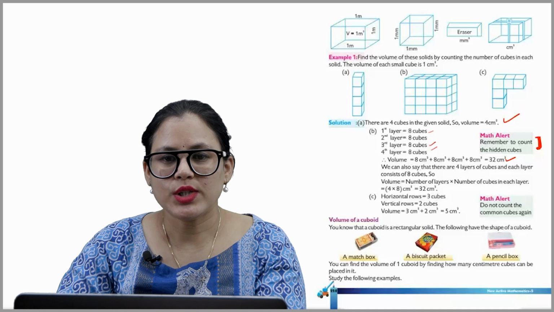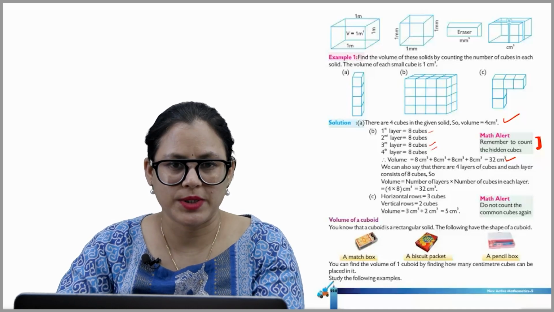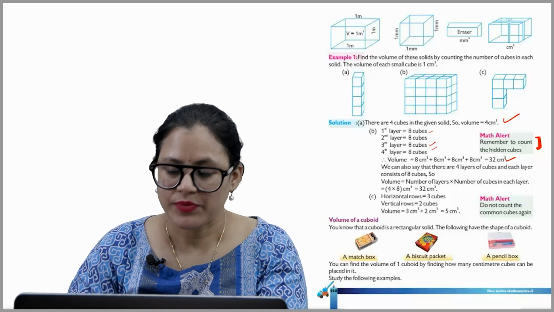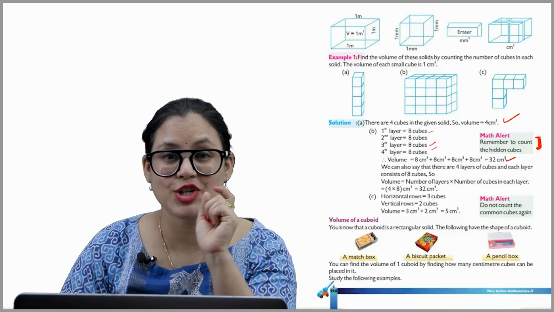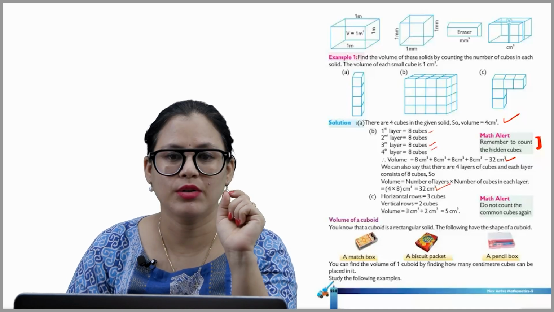We can also say that there are 4 layers of cubes and each layer consists of 8 cubes. So, volume is equal to number of layers into number of cubes in each layer. See, there are 4 layers and in each layer there are 8 cubes. So, 4 into 8 is equal to 32 centimeter cube.